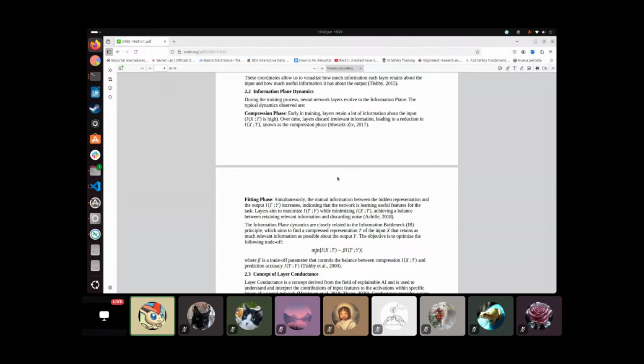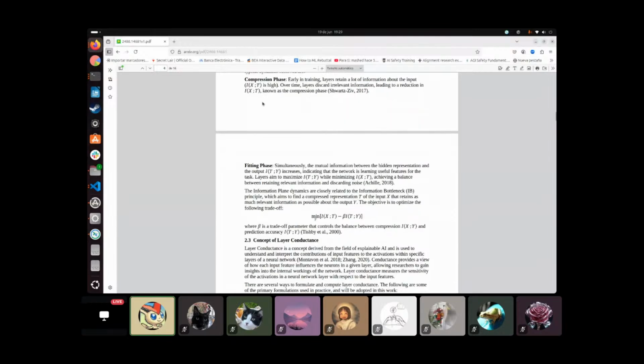Okay, so it's not the thing I was thinking. It's not related to the thing in the Grokking paper. Maybe it is in some indirect way, but it's about how much information about the inputs the different layers have.